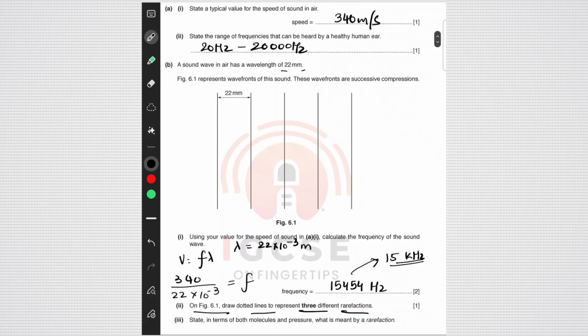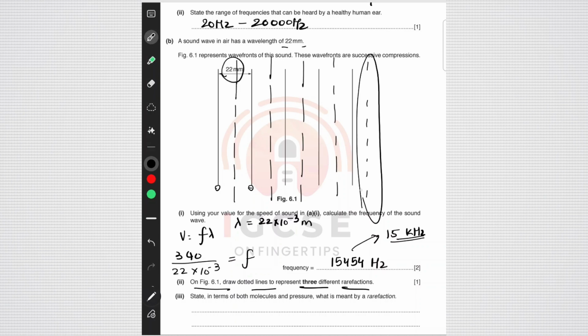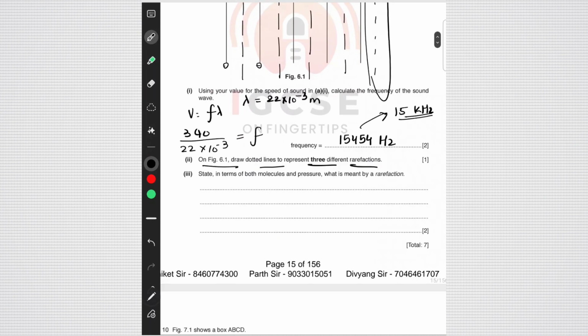So what you will do, because this is 11, and they have told you rarefactions, how do you show them? Now this line is a crest, this line is a crest, or these two lines are compression, exactly between them there is rarefaction. So 1, 2 and 3. You could have drawn it over here, you could have drawn it over here. I would not recommend over here because this is not exactly between the lines and therefore can be discarded.